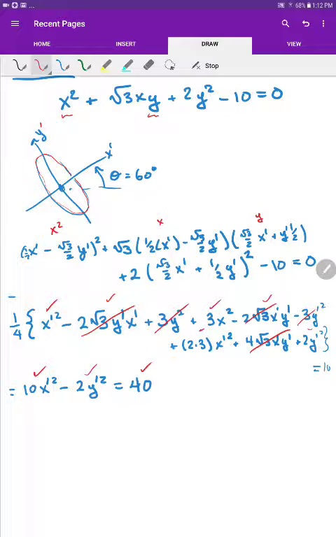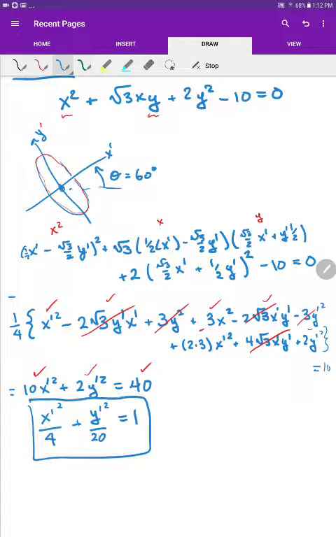So now this is starting to look really useful, because if I divide by 40 here, you will see I end up with x prime squared over 4 plus, this is actually plus, y prime squared over 20, equals 1. So that's obviously an equation of an ellipse, but it's an equation of an ellipse in the x prime y prime space.